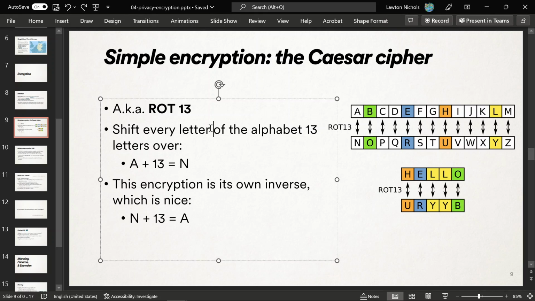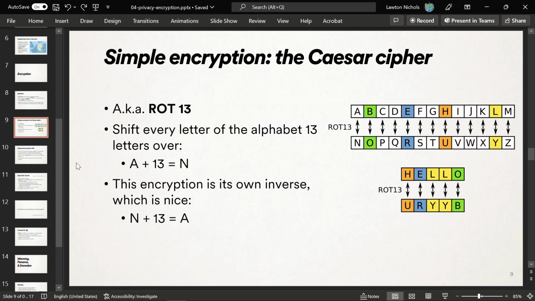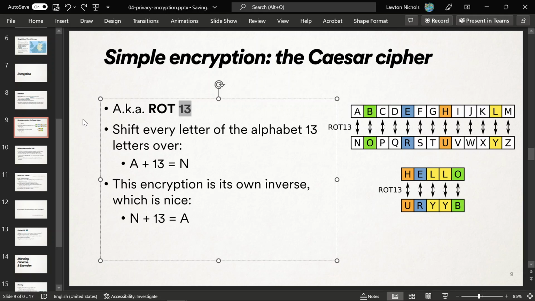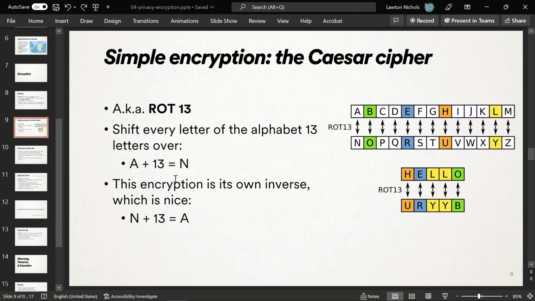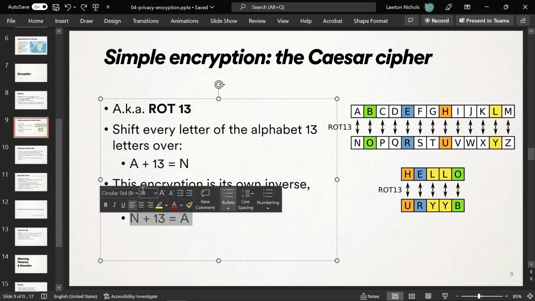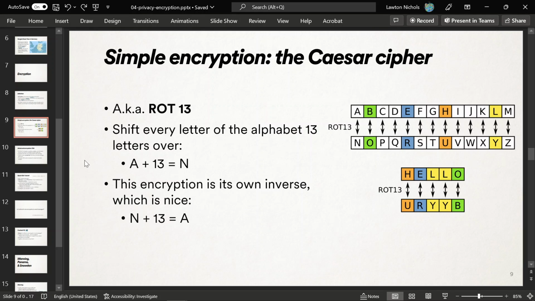So that's quite nice. A plus 13 becomes N, B plus 13 becomes O, O plus 13 becomes B again. It just wraps around, and that's why they did 13, because there are 26 letters in the alphabet. This encryption scheme is its own inverse, which is kind of cool. If you add 13 to N again, you get back the original A. So you do ROT13 once.